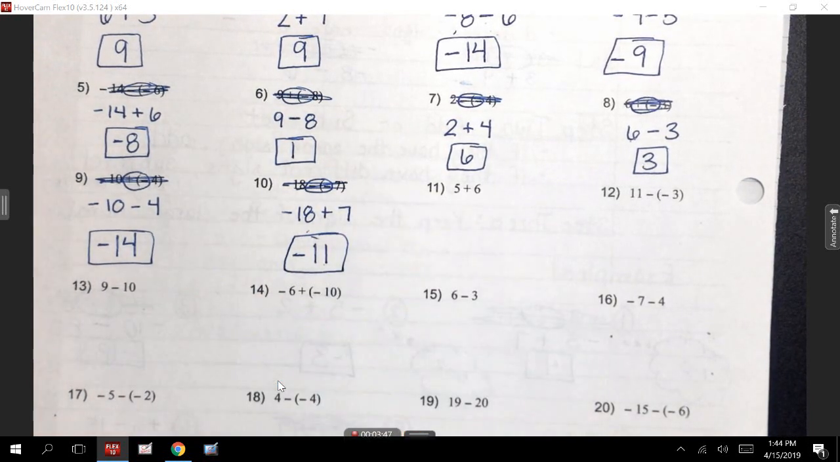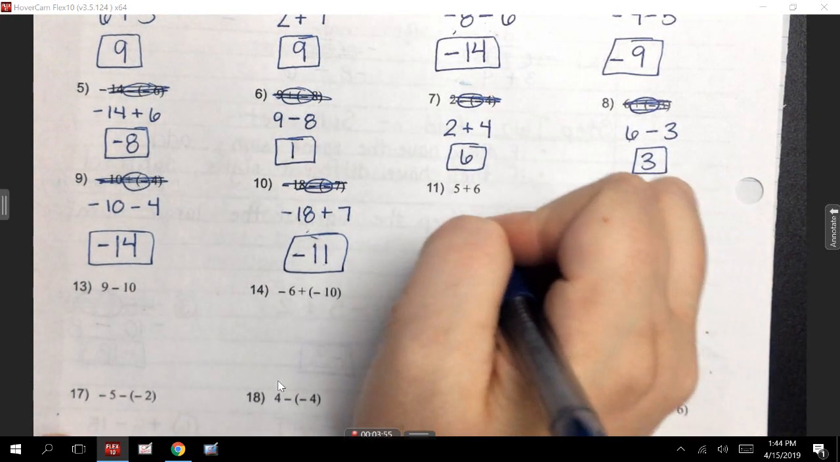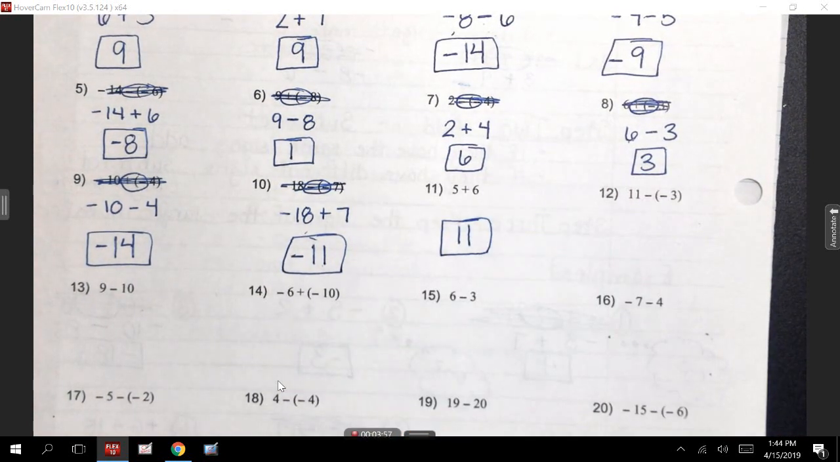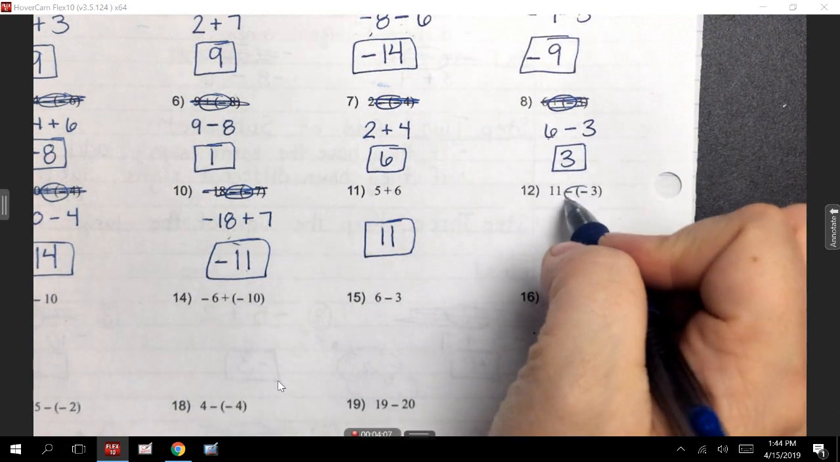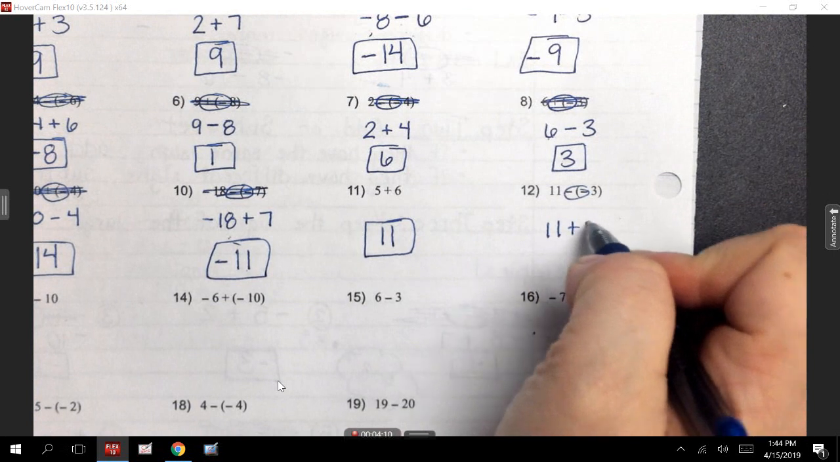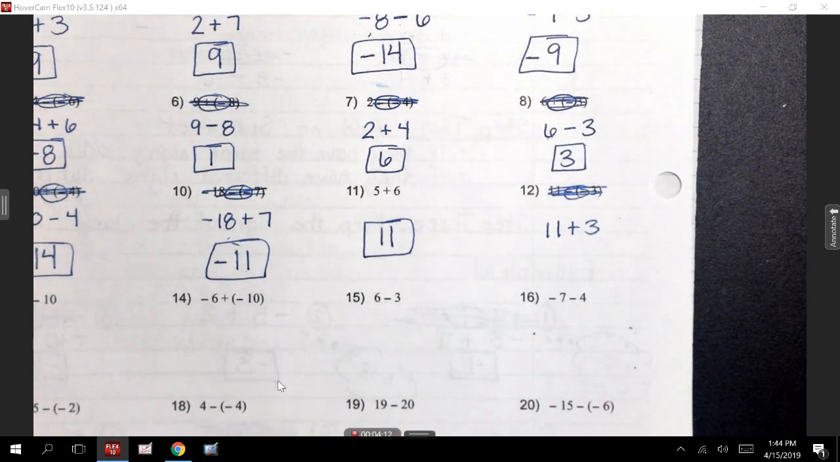Okay. Number 11. Do I need to do anything to number 11, Gabby? No. What's 5 plus 6, Gabby? 11. That was a good old-fashioned intermediate school, just add them together. All right. Number 12. Number 12's got something funky going on. How should I rewrite it, Relly? 11 plus 3. So now I'm done with that problem.